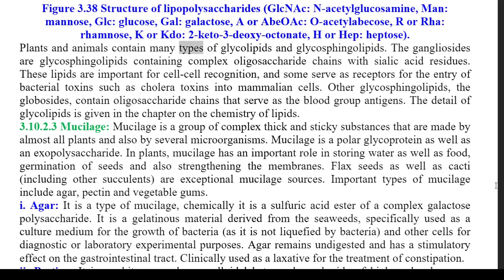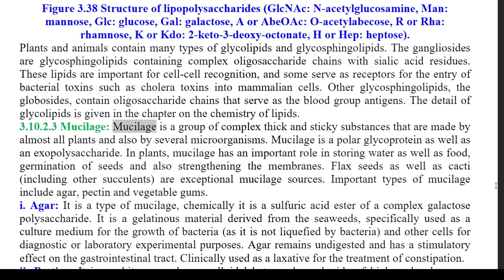Plants and animals contain many types of glycolipids and glycosphingolipids. The gangliosides are glycosphingolipids containing complex oligosaccharide chains with sialic acid residues. These lipids are important for cell-cell recognition, and some serve as receptors for the entry of bacterial toxins such as cholera toxin into mammalian cells. Other glycosphingolipids, the globosides, contain oligosaccharide chains that serve as the blood group antigens. The detail of glycolipids is given in the chapter on the chemistry of lipids.